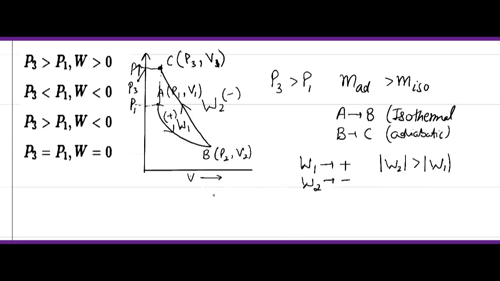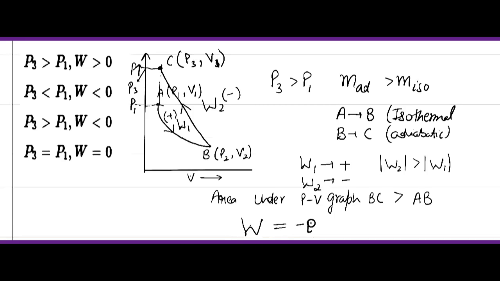because the area under the PV graph BC is greater than the graph AB. So that means the net work done is negative because the magnitude of negative work is greater than the positive work. So that means our correct answer will be the third option. I hope that answers your question.